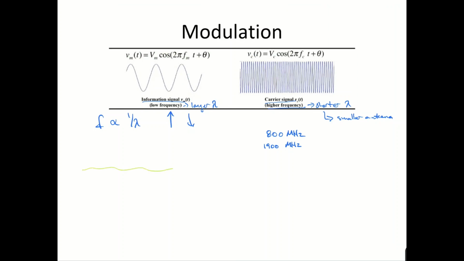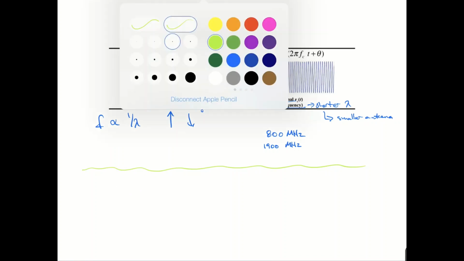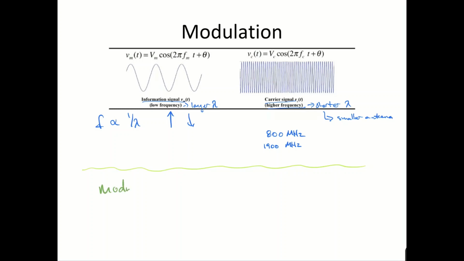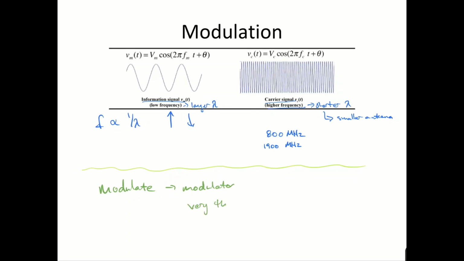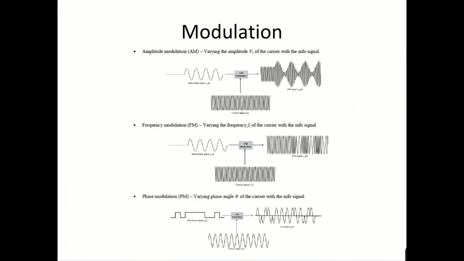But moving forward, in order for us to modulate, and this is a horrible color, so let me get that adjusted for you. To modulate, we need a modulator. And that is going to be a device that allows us to vary the amplitude, frequency, or phase. And let's take a look at some of those waves as they've been modulated.